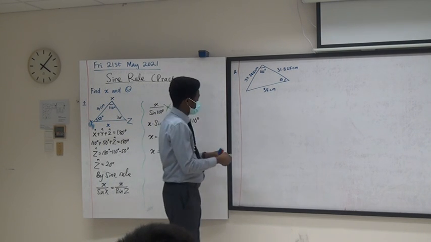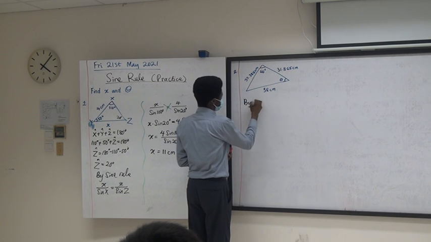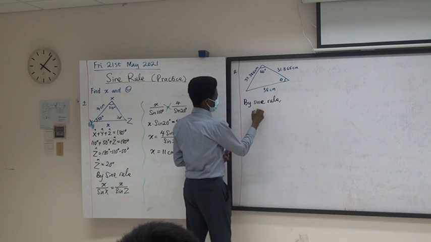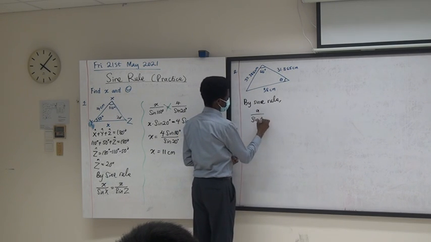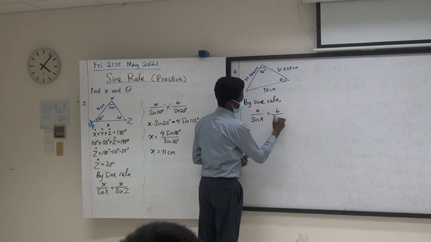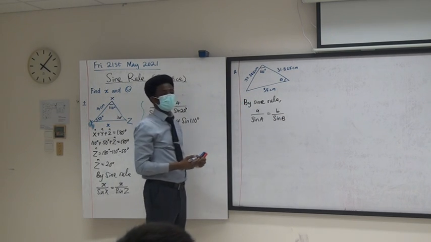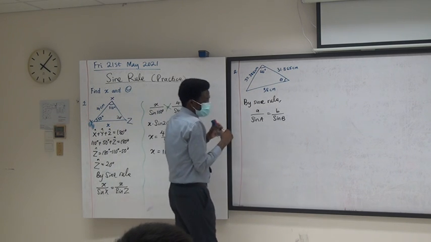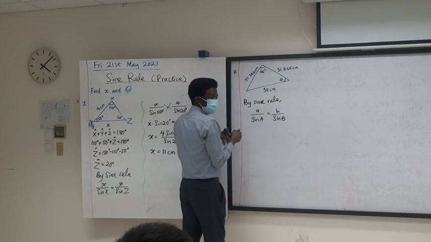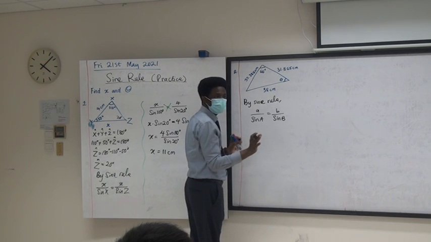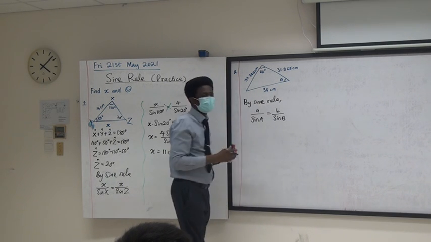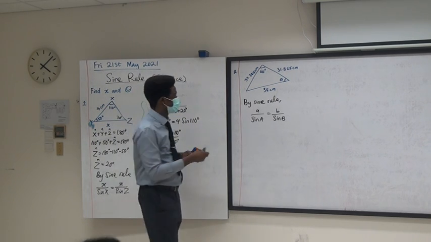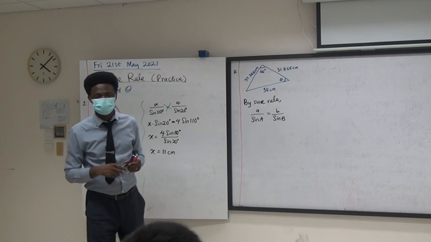Okay, so I can just say by sine rule, A over sine A equals B over sine B, even though there was never a label of triangle ABC. You do that. Or you could just label them yourself and call it triangle ABC. Understand? The idea is, do we have a complete family? Like we always said, we have, right? Which side and which angle is that?